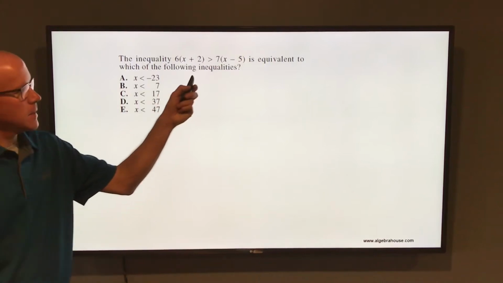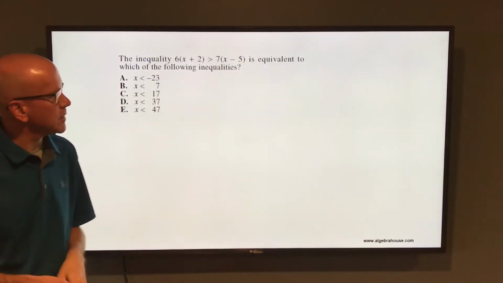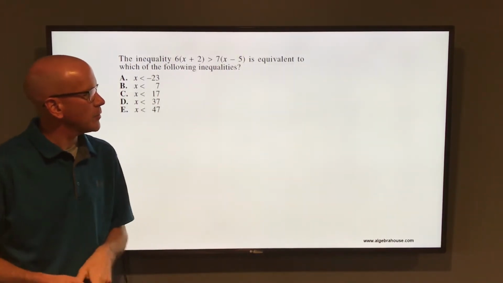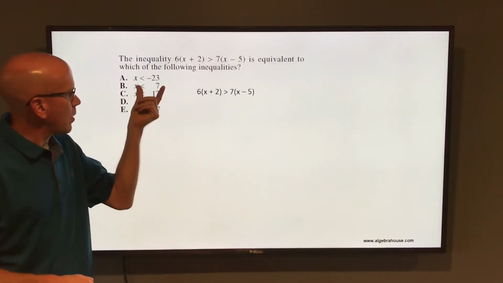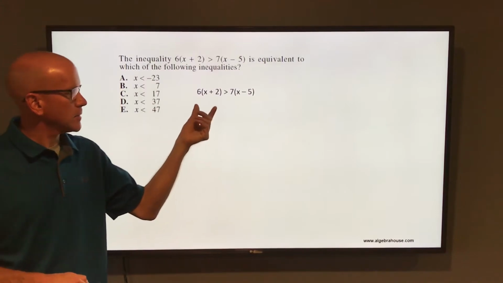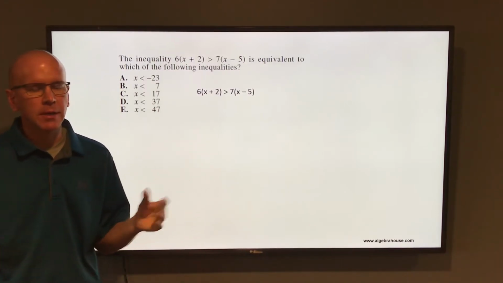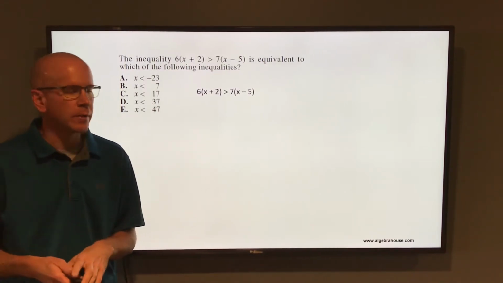The inequality 6 times the quantity x plus 2 is greater than 7 times the quantity x minus 5. That is equivalent to which of these? Well, we're going to solve this inequality for x. And to solve an inequality, it's just like solving an equation except for a couple of rules here and there.